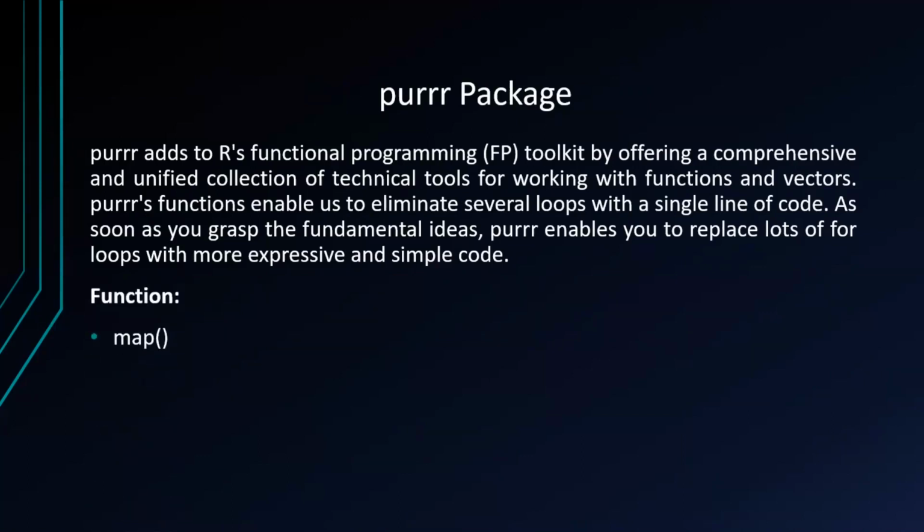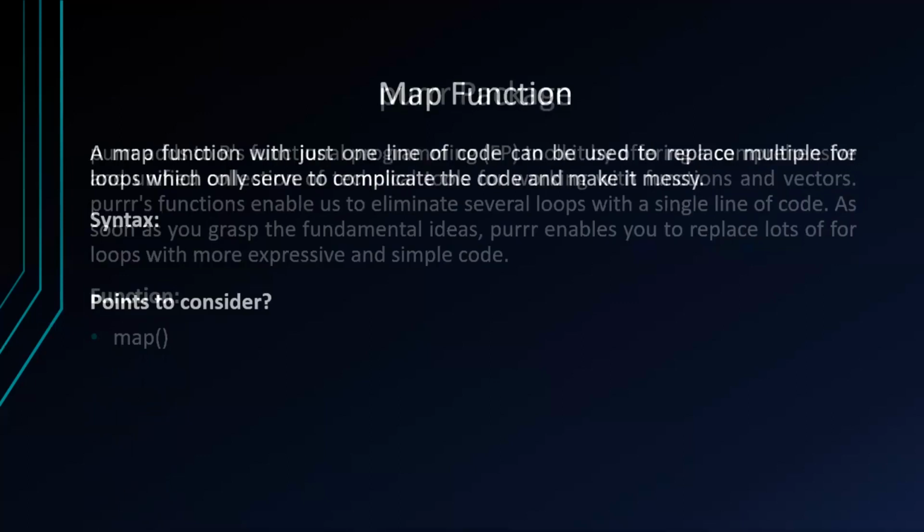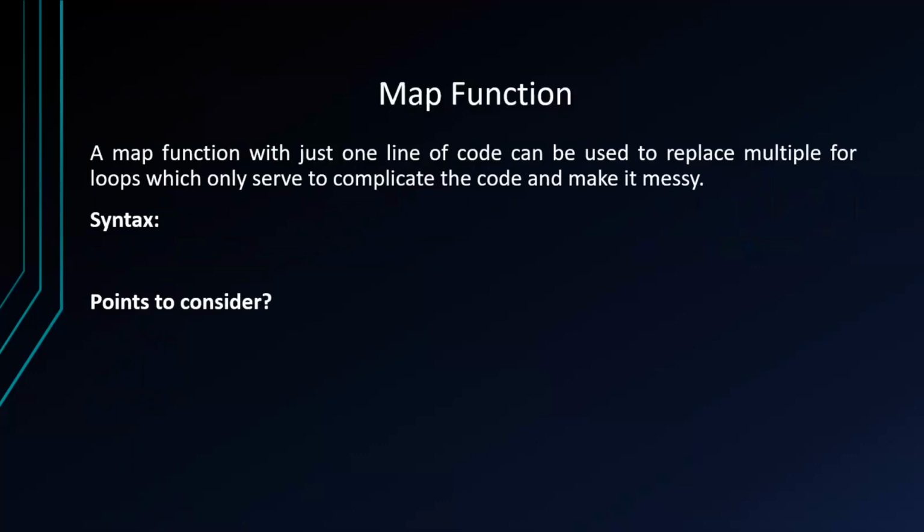So the function which we will use in today's lecture is the map function. So what is a map function? A map function with just one line of code can be used to replace multiple for loops which only serve to complicate the code and make it messy. The syntax is as follows. You just write down the map keyword and then pass the expression.